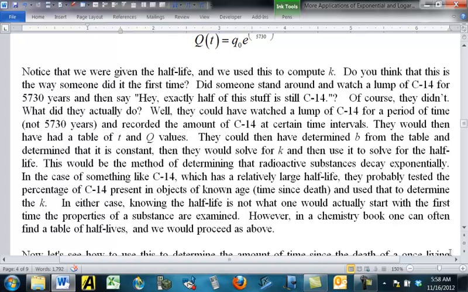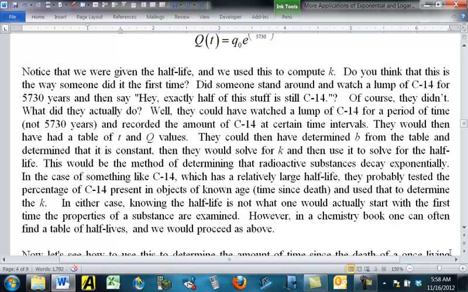And they found out that that's the same every time. If so, then they found B. Of course, they could take the log of B to find K, and they could take the log of a half, divided by K, and that would be the half-life. Okay, that would probably be the way they could do it.